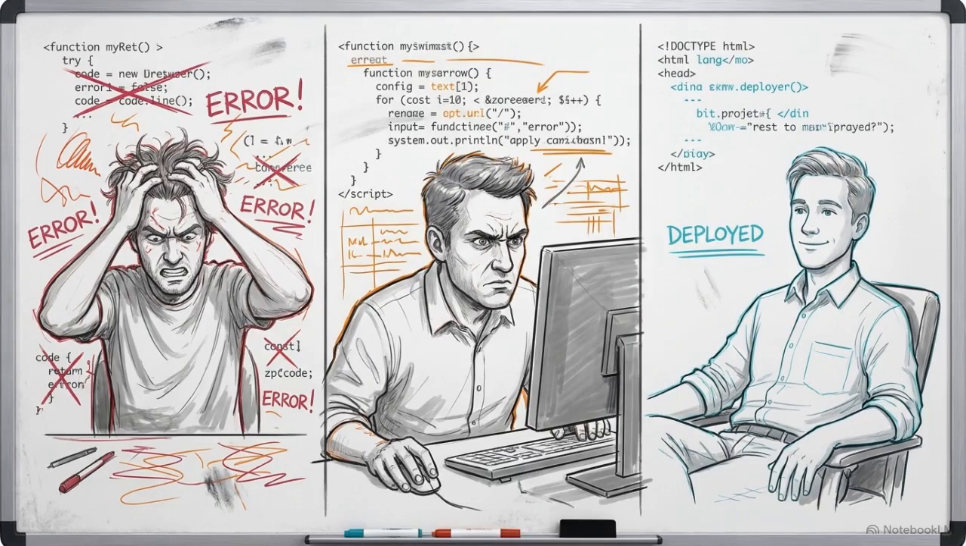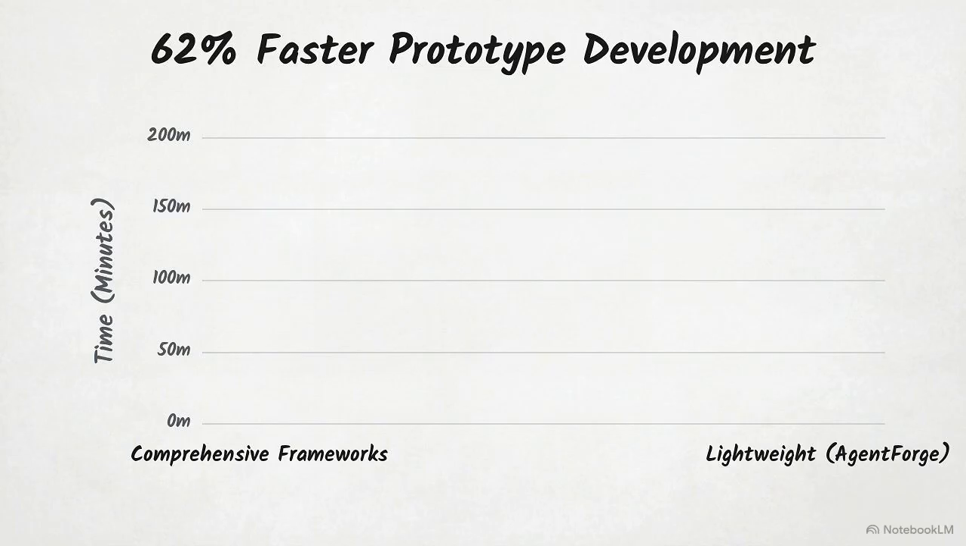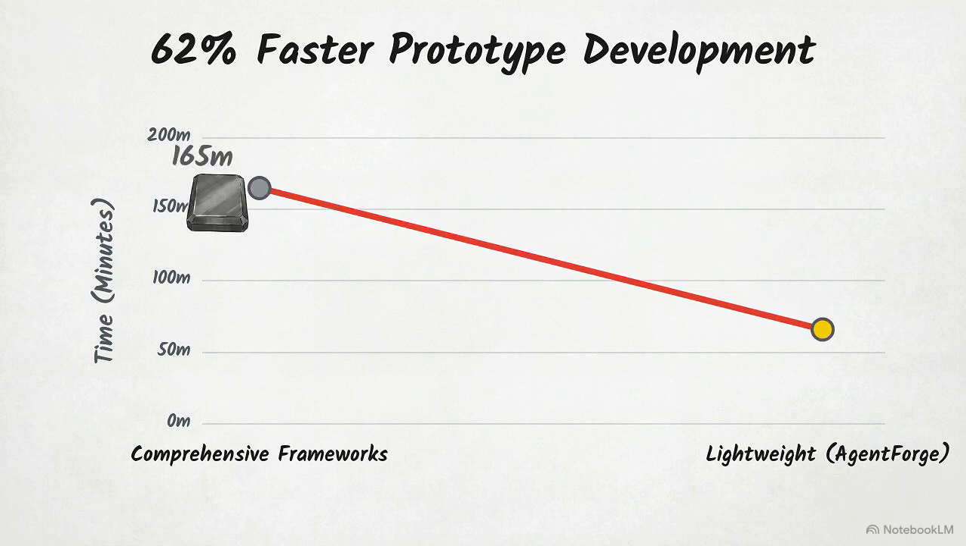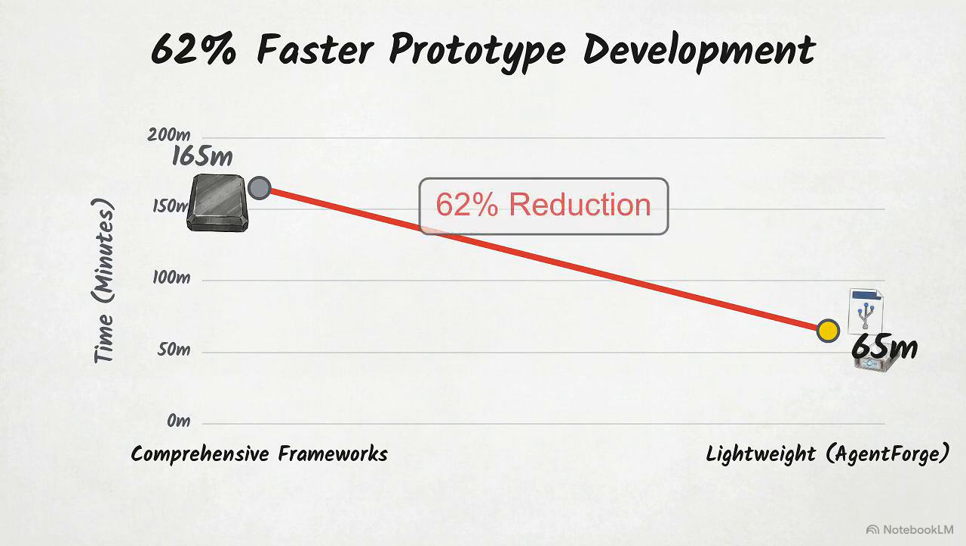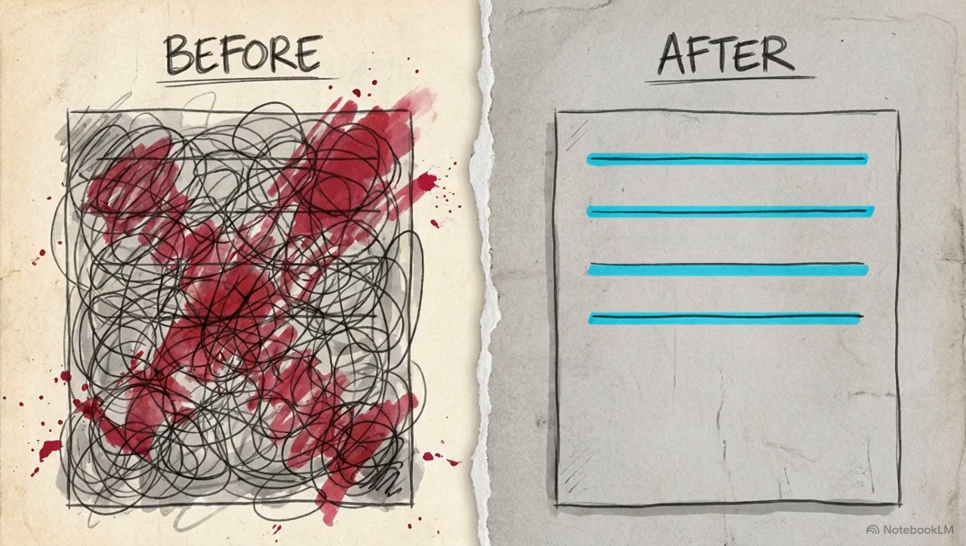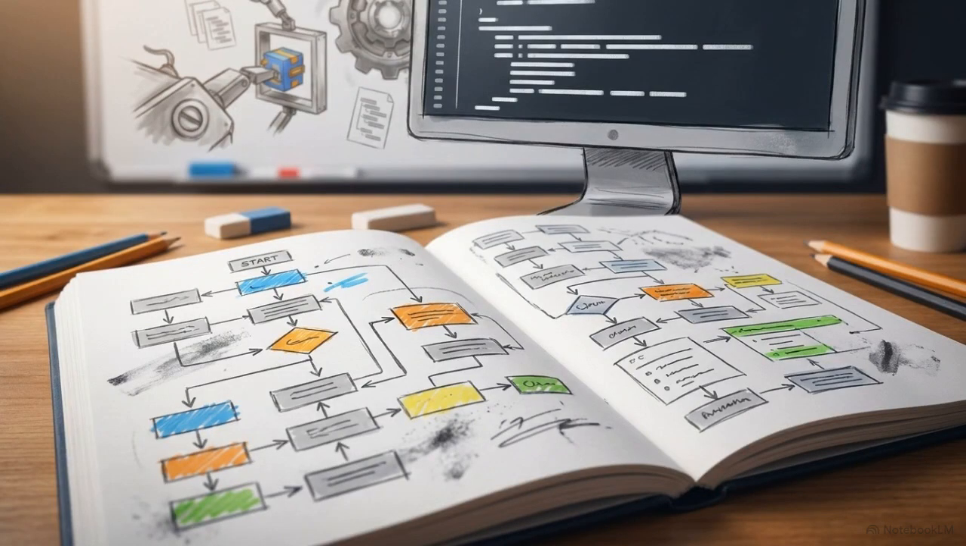To measure the impact of this simplicity on human developers, an exploratory pilot study tracked implementation and setup times across the different platforms. This chart maps the preliminary findings. The data suggests that AgentForge's minimal API yielded a 62% reduction in prototyping time compared to comprehensive frameworks. By stripping away orchestration bloat and reducing token consumption via leaner prompt templates, engineers spend less time fighting framework abstractions and more time iterating on their specific logic.